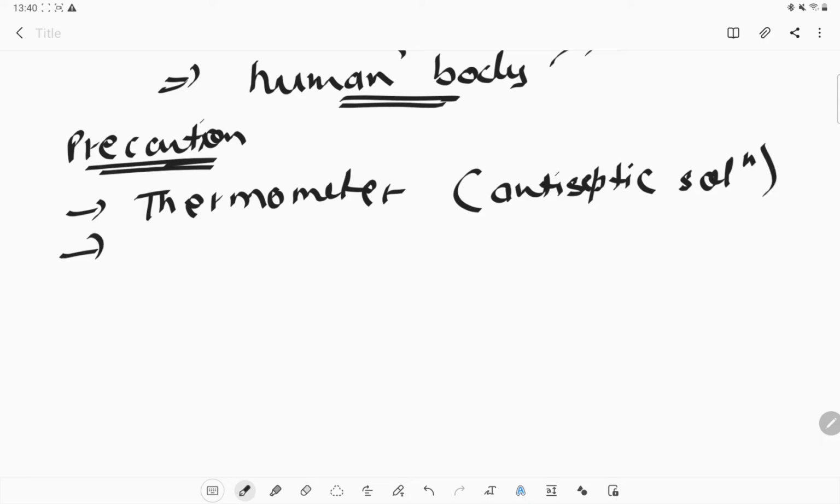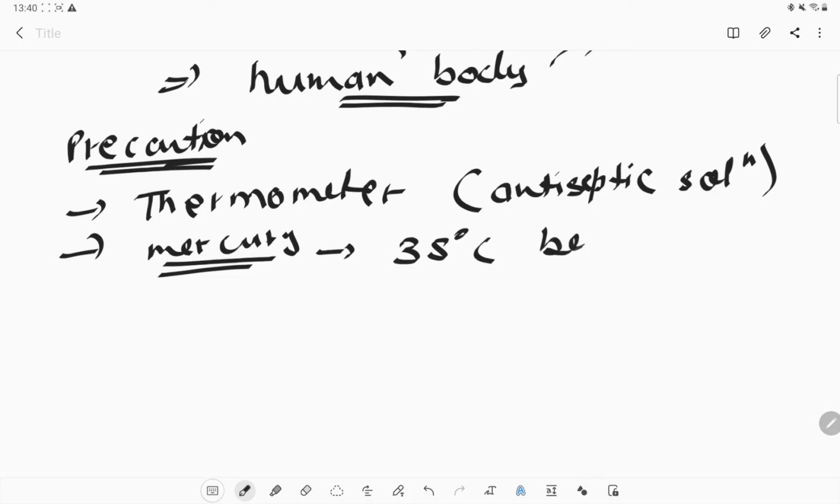What else? First of all, we should ensure that before using the thermometer, the mercury level is below 35 degrees Celsius. Okay, so this is the second precaution.